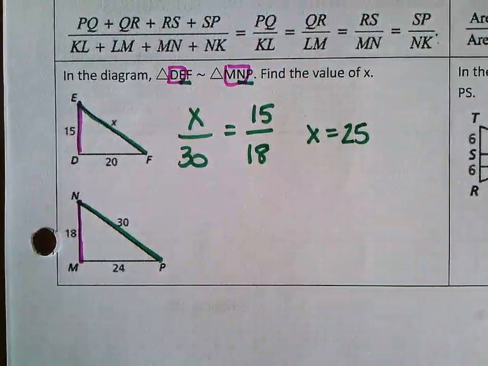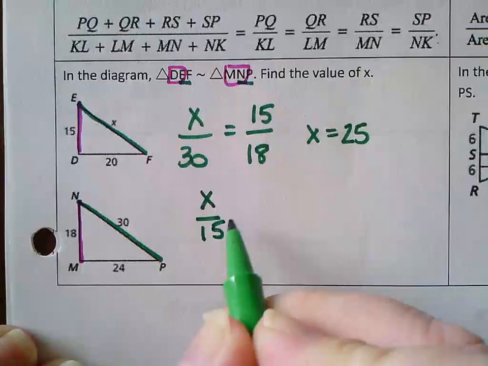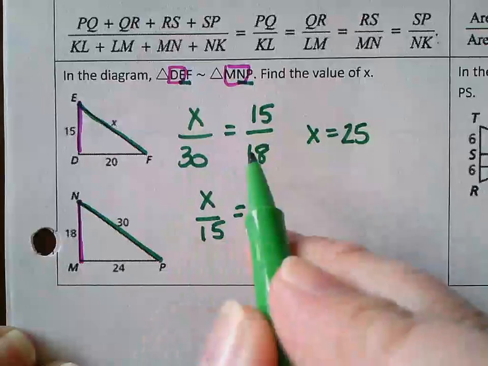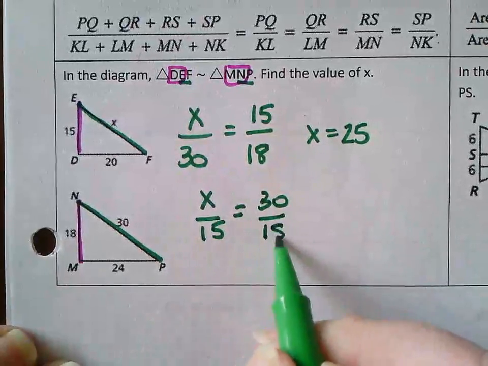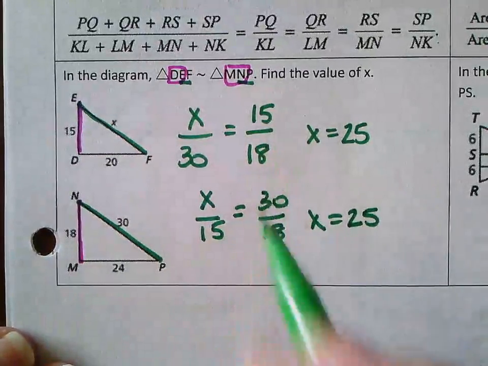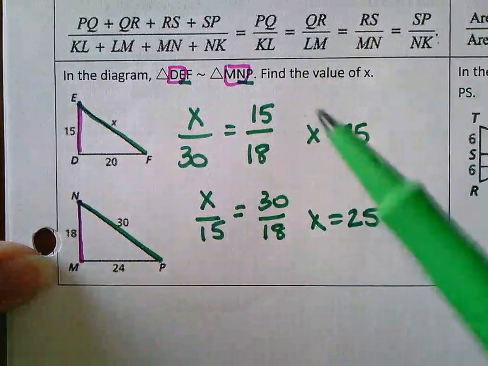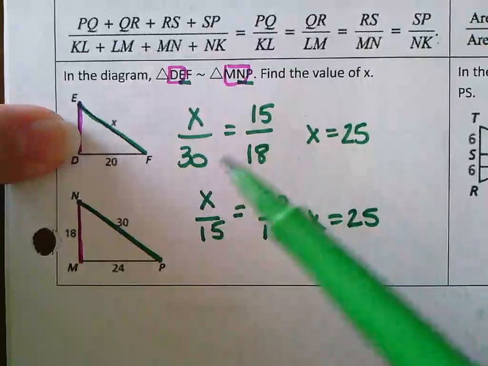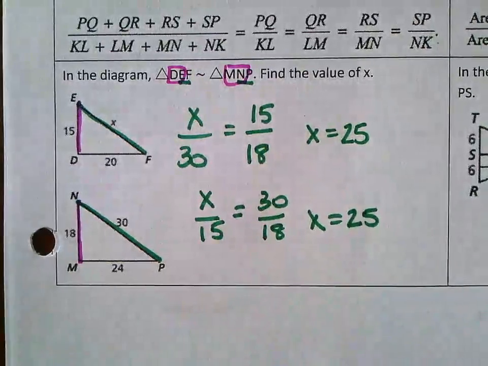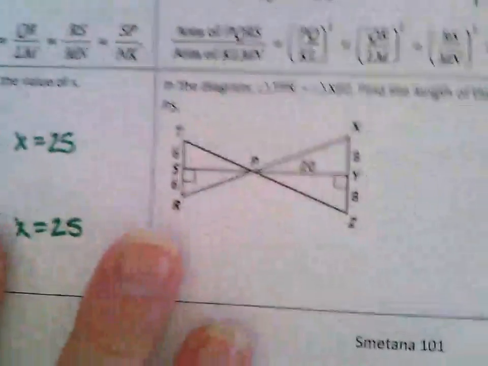Just so that you know, you can write this also as X over 15 equals 30 over 18, and you'll still get the same result. So either way you would have wanted to write that, you can. You can do big to small, or you can do the whole small triangle to the whole big triangle. And we did a lot with this when I did that extra lesson a little while back. So take a look at the next example.